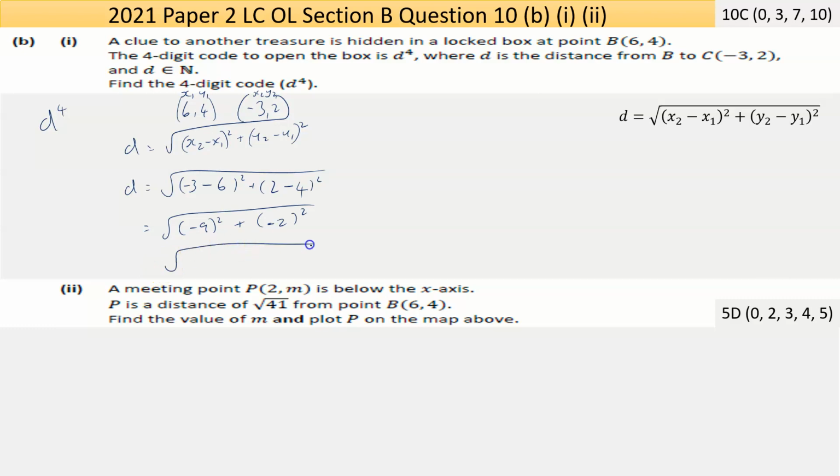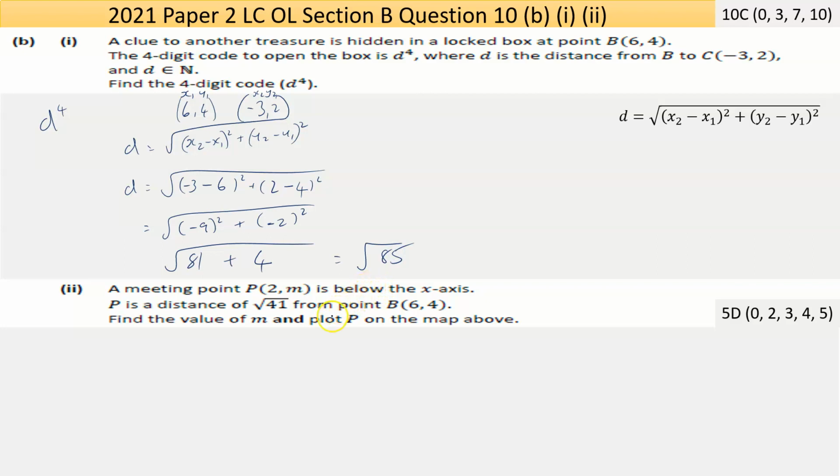Now, the end bit here, I saw this mistake made a few times. Minus 9 squared means minus 9 times minus 9, which is plus 81. Okay, you're adding that plus minus 2 by minus 2 is plus 4. So your answer there is square root of 81 plus 4, which is the square root of 85.